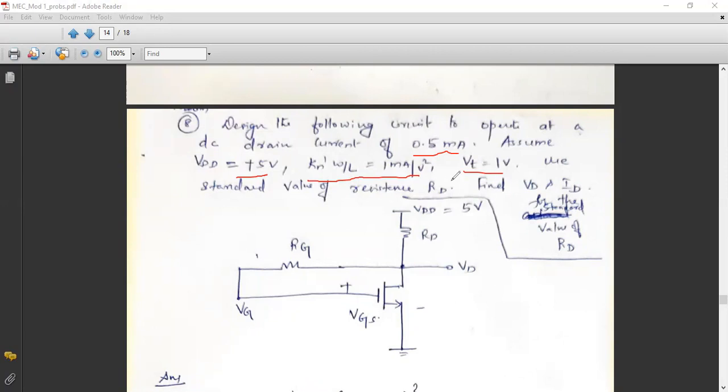Use standard value of RD. Means you have to standardize the resistance. Whatever you are getting as the design value, it will not be the actual value that you are taking while implementing the circuit diagram. You have to convert into a standard value. Okay. Use standard value of resistance. Find VD and ID for the standard value of RD. Means whatever standard value you have chosen, for that I have to find VD and ID.